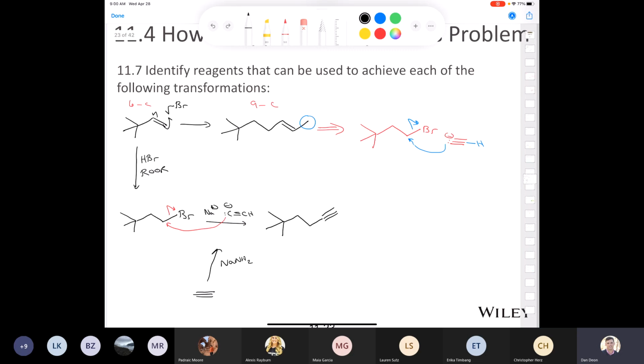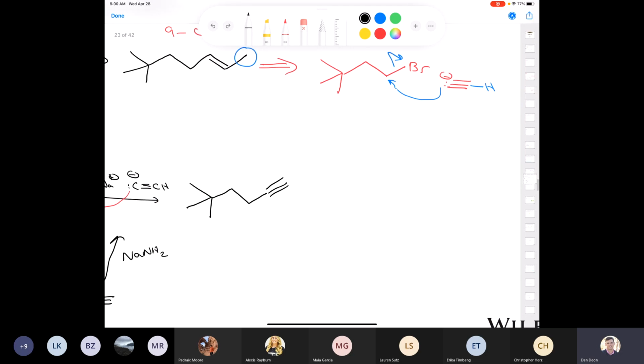Now, in order to complete the synthesis, what am I going to do? I'm going to deprotonate my terminal alkyne by treating it with 1 sodium amide. Then I'm going to treat it with methyl iodide. And then I'm going to end up with an intermediate that has 9 carbons. And take a look where that triple bond is. It's right where we want it. 1, 2, 3. There we go.